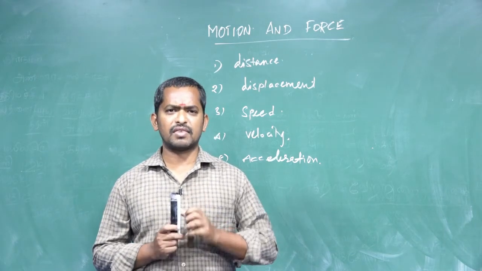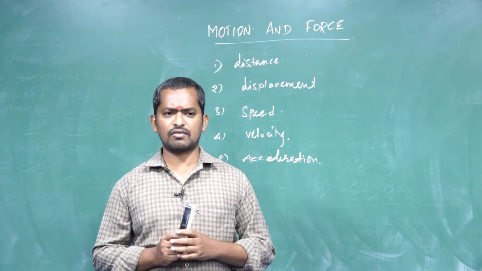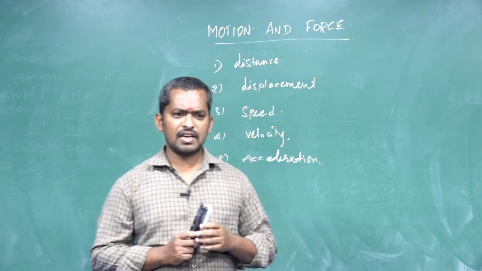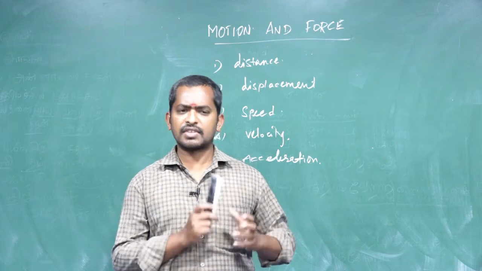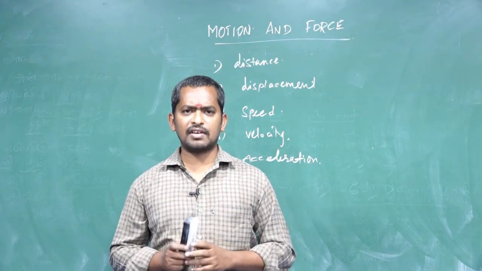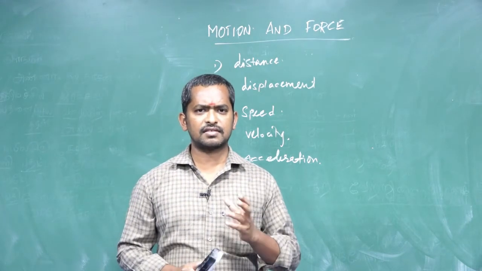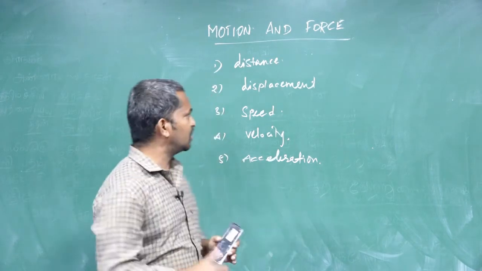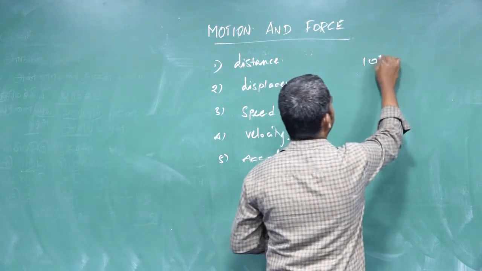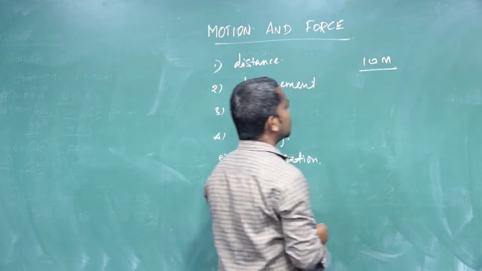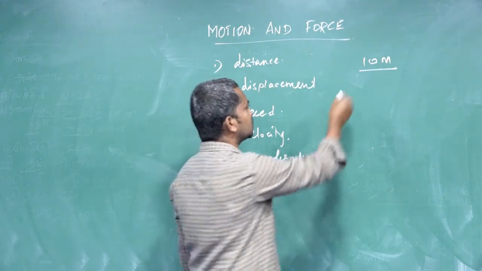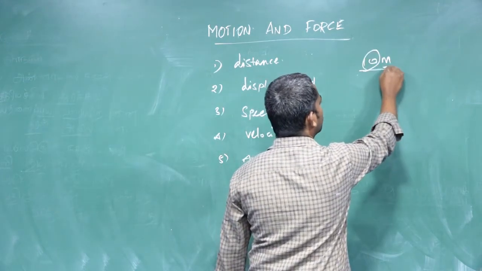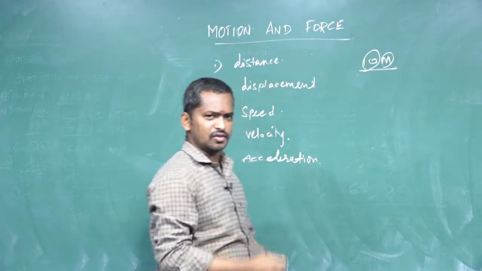So what do you mean by scalar quantity? A scalar quantity indicates only magnitude. The physical quantity which has only magnitude is called scalar. For example, 10 meter: the distance covered by the object is 10 meter. 10 is the magnitude, meter is the unit.